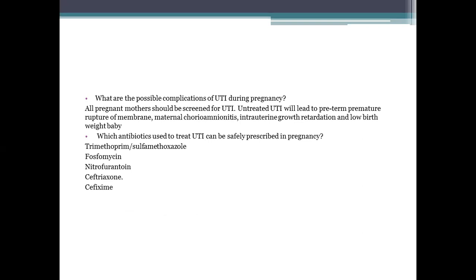What are the possible complications of UTI during pregnancy? The complications are very obvious, and there is no question that UTI should be treated in pregnancy, because it can result in maternal chorioamnionitis, which can cause the rupture of the chorion membrane and amniotic fluid membrane. It can also cause retardation of intrauterine growth, and it can result in a low birth weight baby. The antibiotics which are safe to be prescribed in pregnancy are sulfamethoxazole, fosfomycin, nitrofurantoin, ceftriaxone, and cefixime.